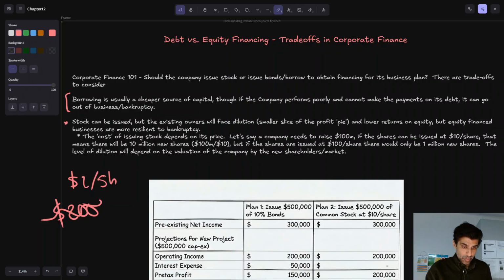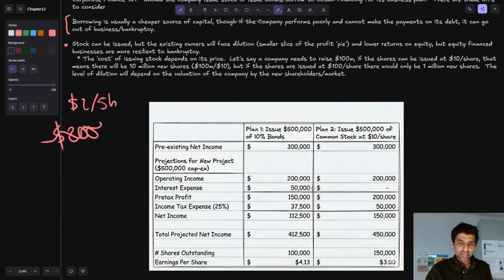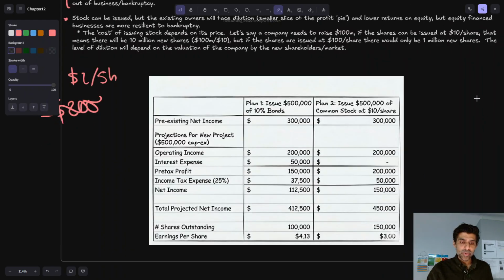Okay, so I think the best way to illustrate this is with a little example here. So plan one. The idea is you want to raise $500,000 for some new project in your business. So you have two plans. Plan one is to issue a bond that pays 10% interest. Plan two is that you can issue common stock at $10 a share to raise the $500,000.